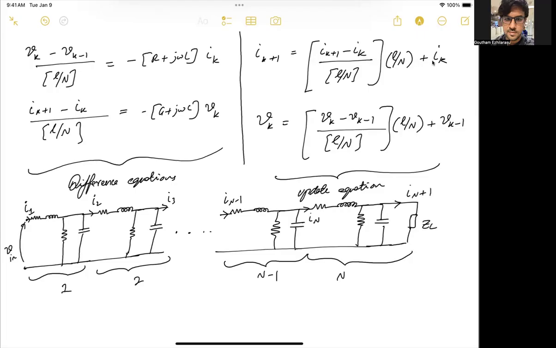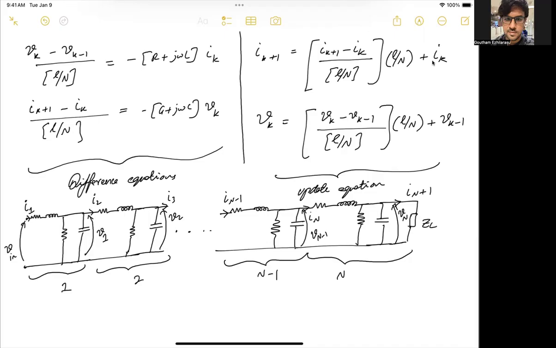And similarly for the voltages, this voltage here is going to be V1, this voltage is going to be V2, and this voltage here is going to be V N minus 1, and this voltage here is going to be V N. So this is how we have labeled our different voltages and currents. And if you have this for the kth element, these are the equations that tell you how to go.